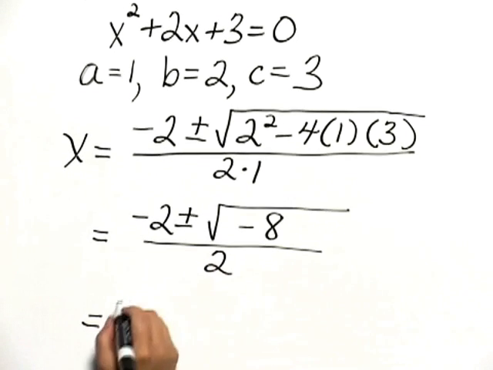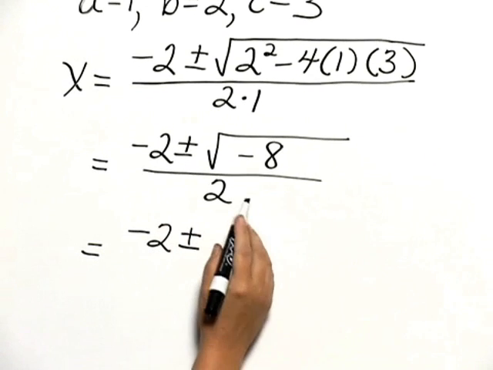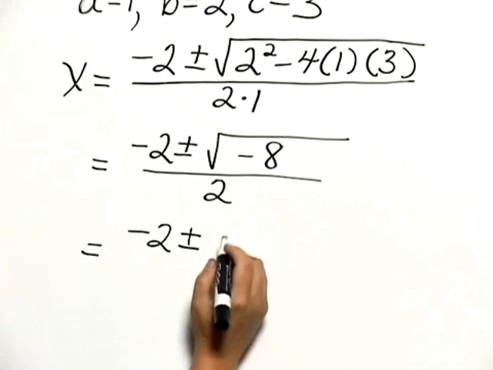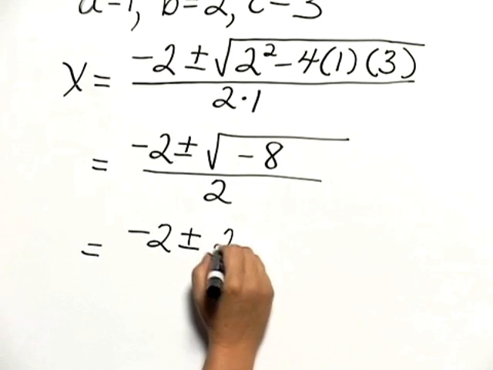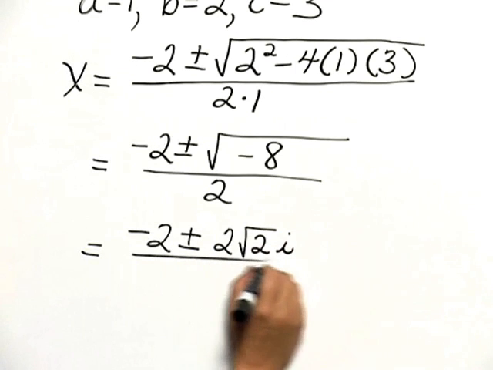We can simplify this a little further. This gives us negative 2 plus or minus the square root of 8, which is 2 times the square root of 2. So that would be 2 times the square root of 2i, and all of that is over 2.